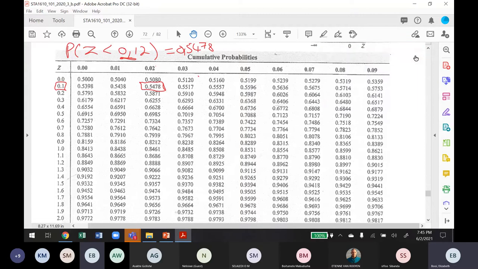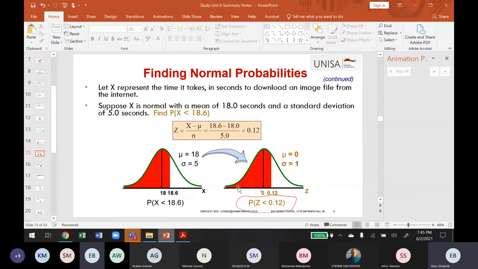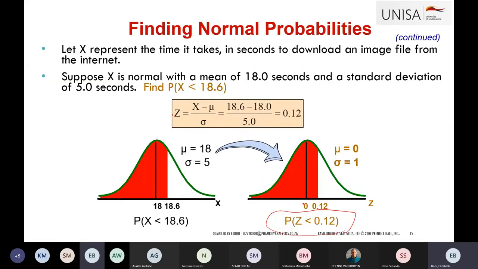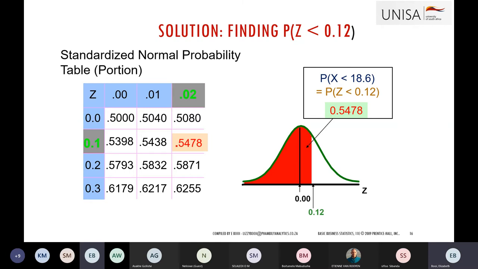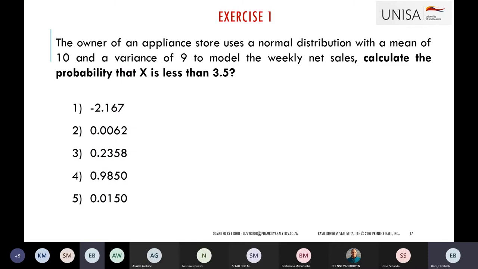Easy. Okay, going back. This was just to demonstrate, but we already did that. So this will just show you that the area underneath the curve for the red shaded area is 0.5478. That is what we just found. Okay, there is your exercise.